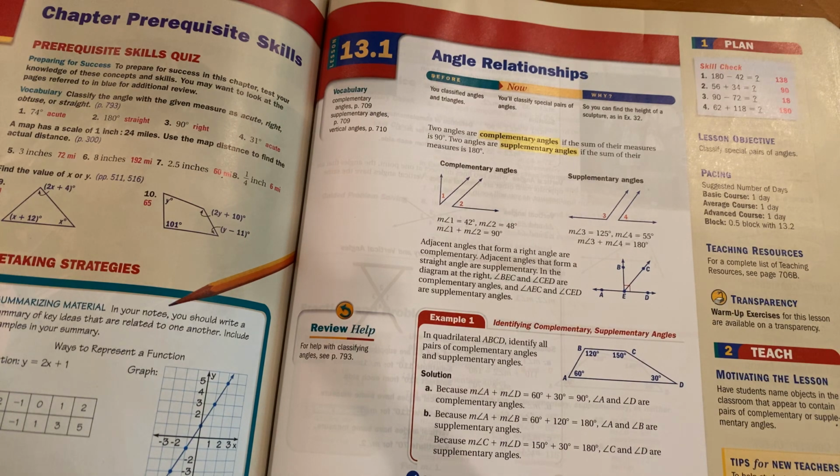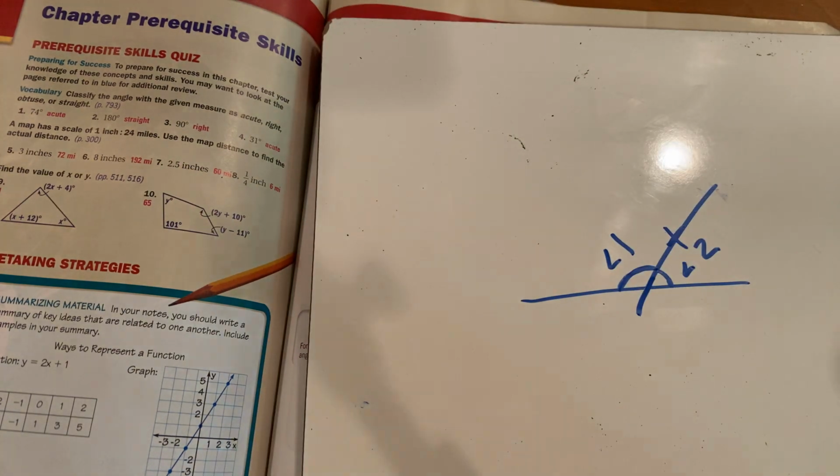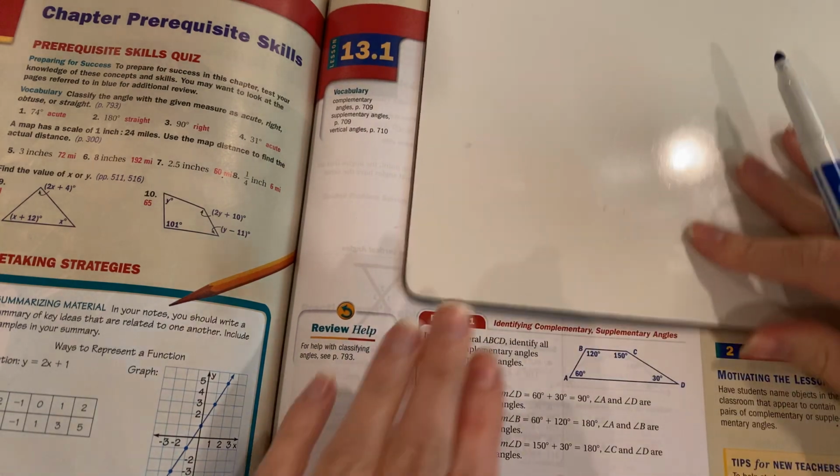Example 1, quadrilateral ABCD. Identify all of the pairs of complementary angles and all of the supplementary angles. So let me draw that out and we can talk through it. And remember, pairs of complementary, pairs of supplementary just mean all angles that sum either to 90 or 180.